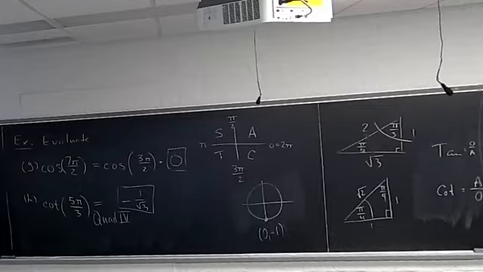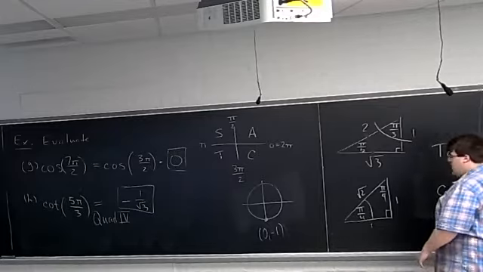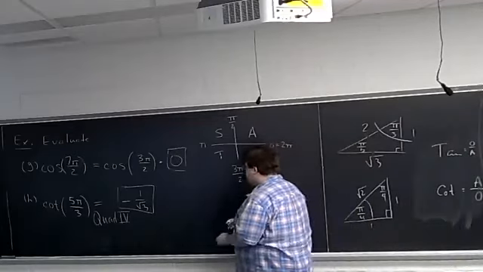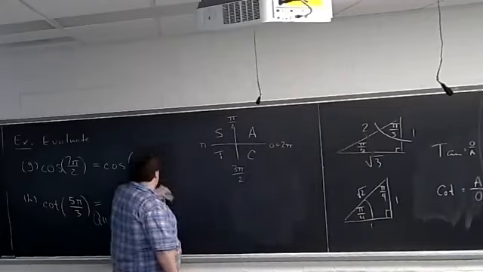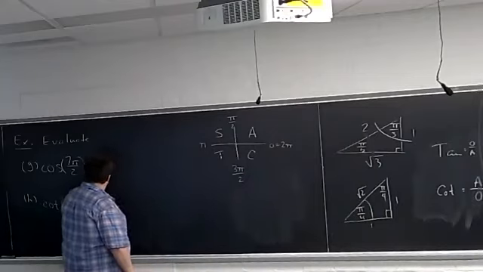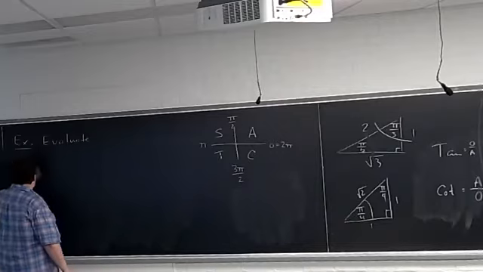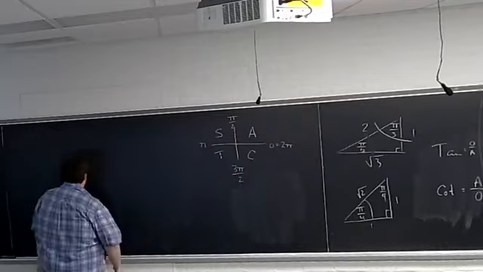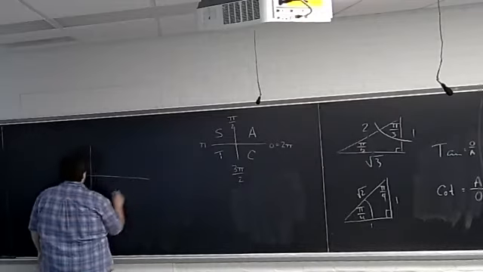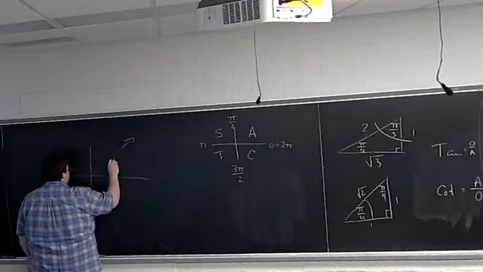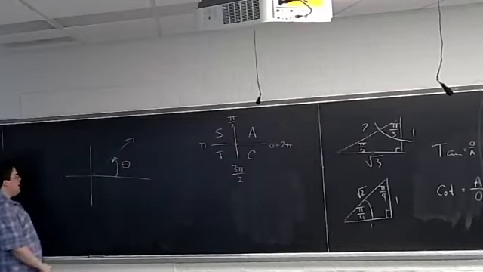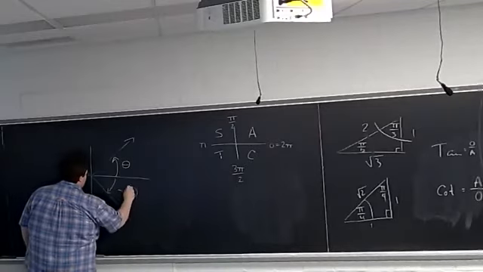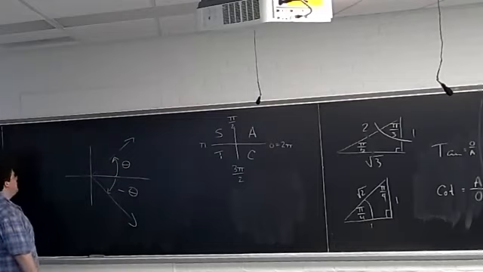One last thing about trig. These angles are always going to be, well, positive angles always start on the positive x-axis and go in the positive direction. Negative angles are going to start at the same point but go in the negative direction. So right here, if we have an angle theta, an angle of negative theta will be the same, but going in the negative direction.